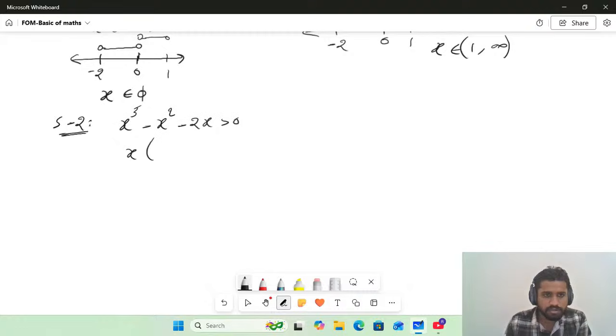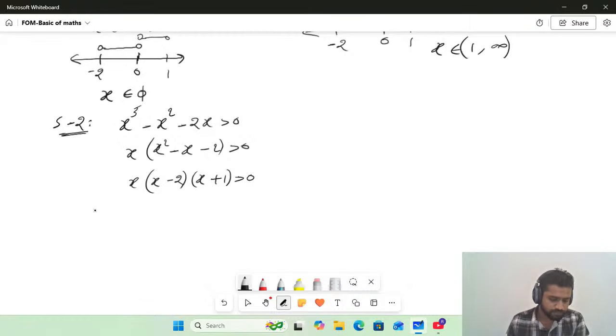If you take x common, what will remain? X square will remain, minus x will remain, minus 2 will remain. What are the factors for this quadratic equation? The factors are minus 2 and plus 1 we can take, right? So x minus 2 and x plus 1. X into x minus 2 into x plus 1 greater than 0.